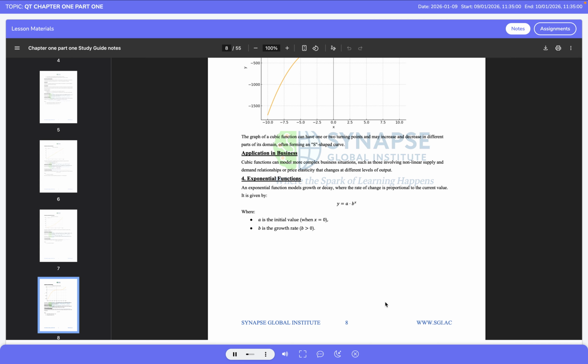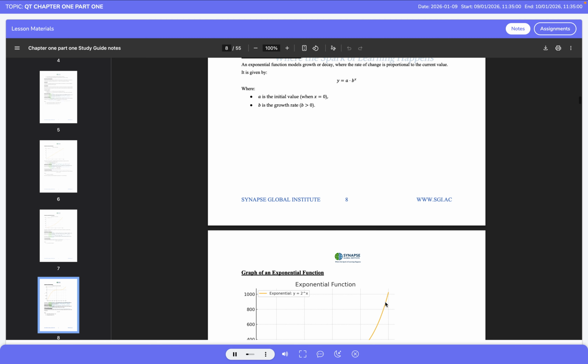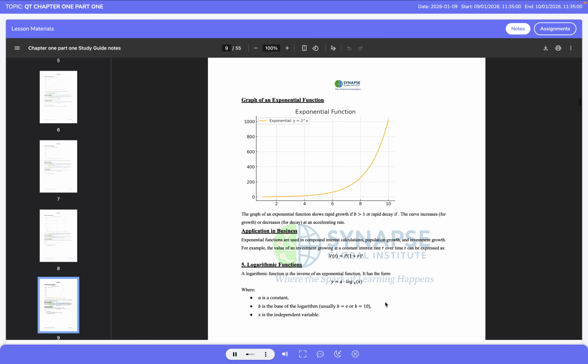We then turn to exponential functions. An exponential function models growth or decay where the rate of change is proportional to the current value. It is given by y = a · b^x. In this expression, a is the initial value when x equals 0, and b is the growth rate, with b being greater than 0. The graph of an exponential function shows rapid growth if b is greater than 1, or rapid decay if b lies between 0 and 1. The curve increases or decreases at an accelerating rate, as clearly illustrated in the provided graph.